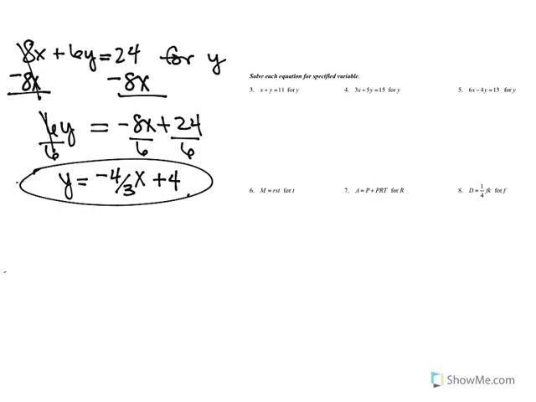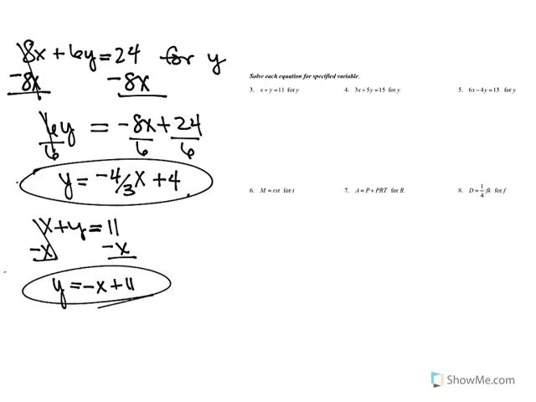Okay, so let's look at this. We have x plus y equals 11. We're solving for y, which means we're trying to get y by itself. So the x needs to move, so we would subtract it from both sides. So y equals negative x plus 11. And that's it. Now if you have 11 minus x, that's okay too.